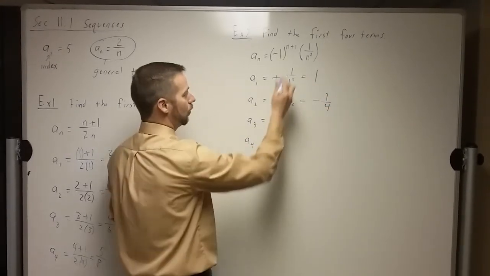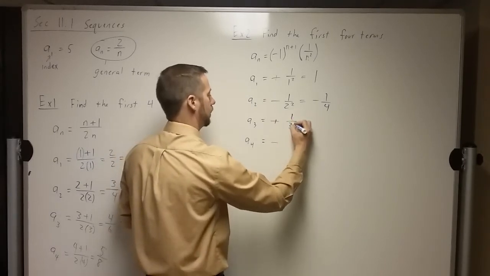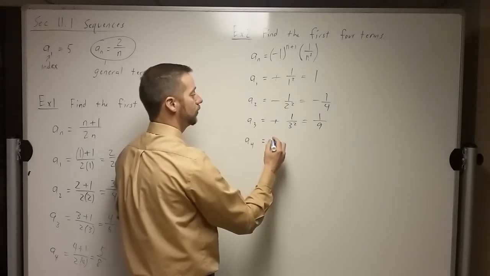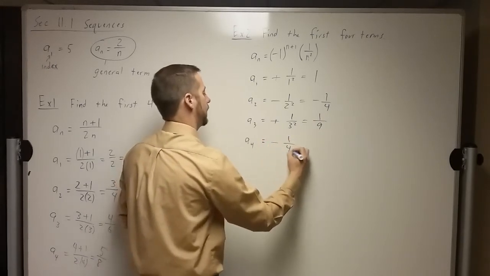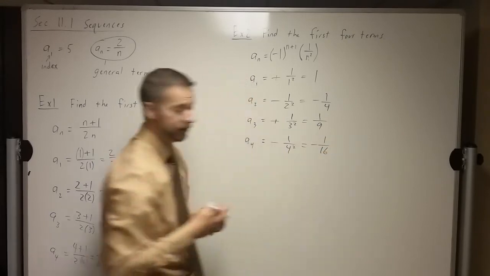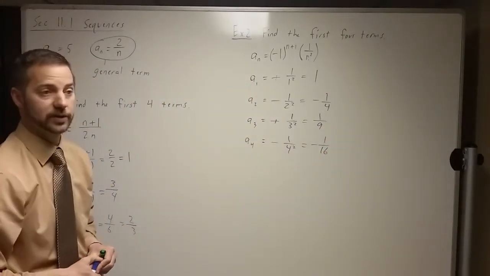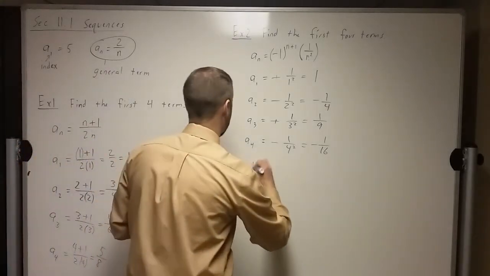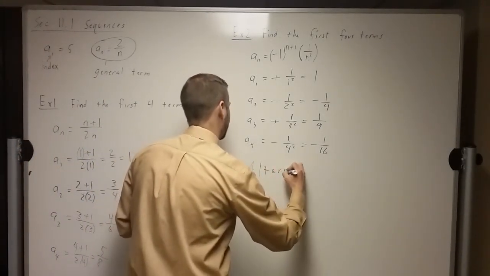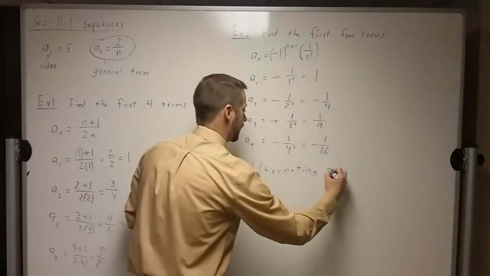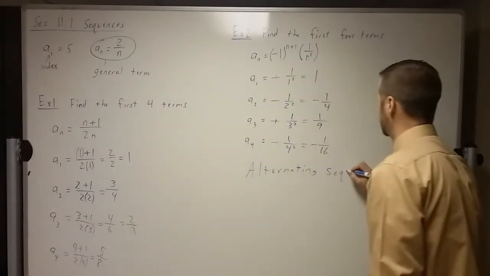And then here we've got 1 over 3 squared, and that's positive, so that's positive 1/9. And then this one is negative 1 over 4 squared, and so that's going to be negative 1/16. So there's the first 4 terms of that sequence. They alternate, and this is called an alternating sequence. That's the fancy name for this. And all that means is it alternates back and forth between positive and negative and positive and negative.